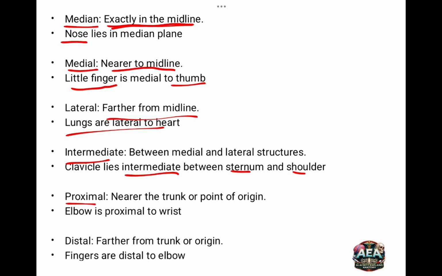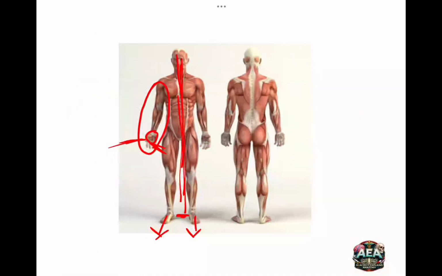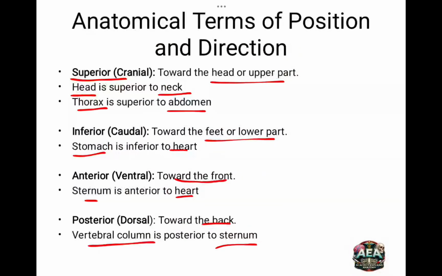We have proximal. Proximal is nearer to the trunk or the point of origin, while distal is farther from the trunk or origin. For example, the fingers are distal to the elbow, or for proximal, you can say the elbow is proximal to the wrist. Now look at this image. This is proximal, this is distal, depending on what part of the body you're talking about.